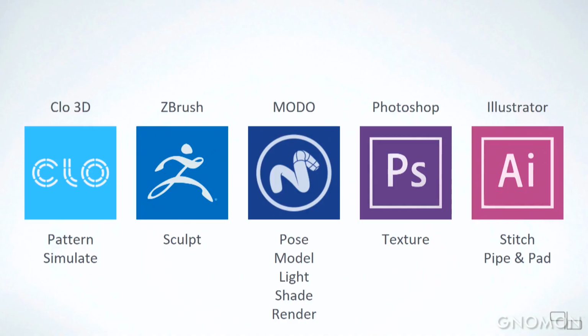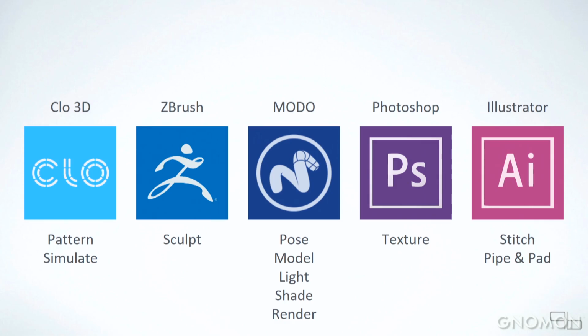And this is the pipeline we used for our production. So Clo 3D, it's basically the CAD version of Marvelous Designer, if you guys have heard of Marvelous Designer. And we use that for all the pattern simulation. And then we moved over to ZBrush for any detailing on top of the actual simulation. Sometimes you just don't get the wrinkles and the fabric properties that you want.